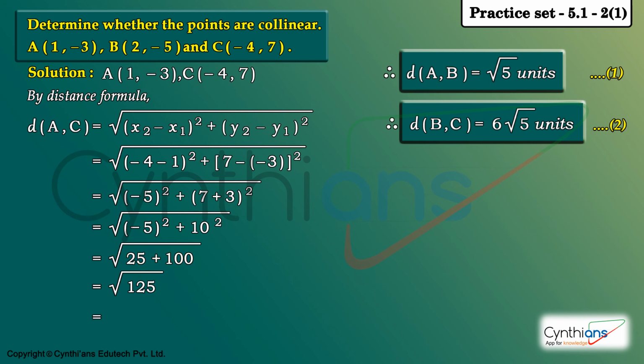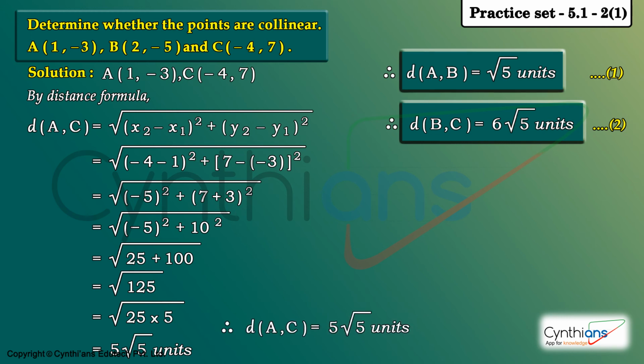Next step, equal to, tell me students, can 125 be factorized? Yes, it can. Hence, let's break it as square root of 25 into 5. Again, square root of 25 is 5. So, next step equal to 5 into root 5. So, this is 5 root 5 units because root 5 cannot be factorized further. Therefore, we got the distance of AC as 5 root 5 units. Mark it as equation number 3.